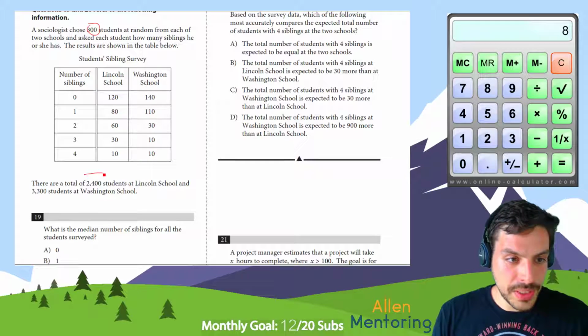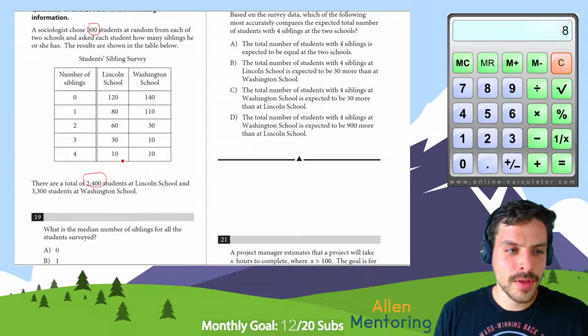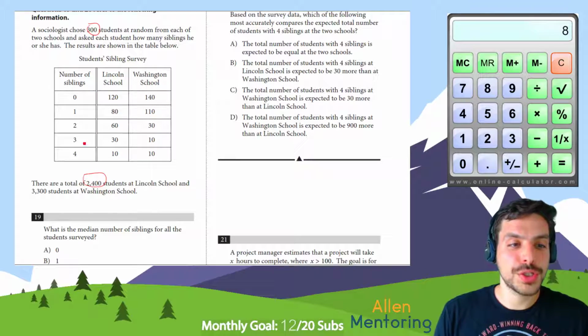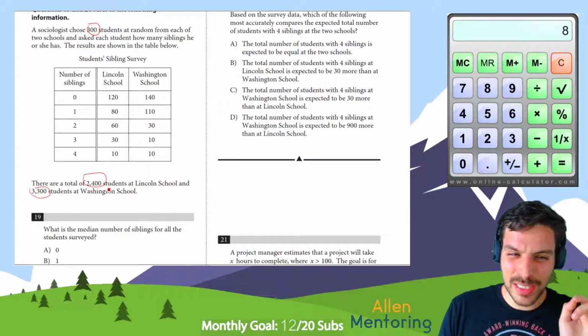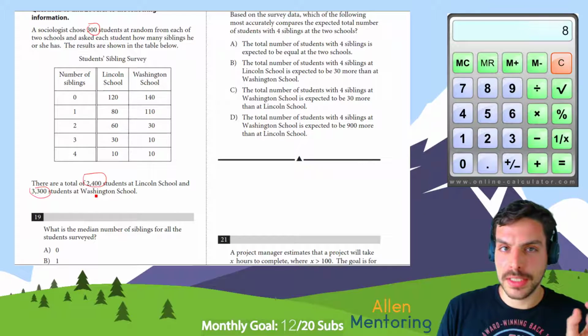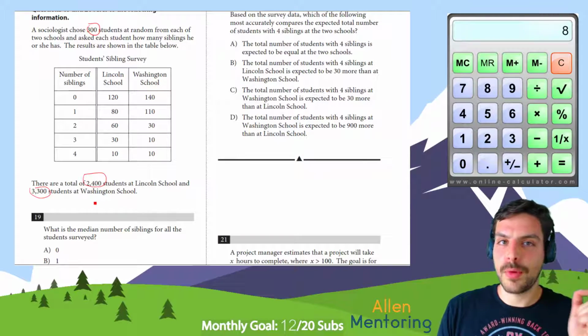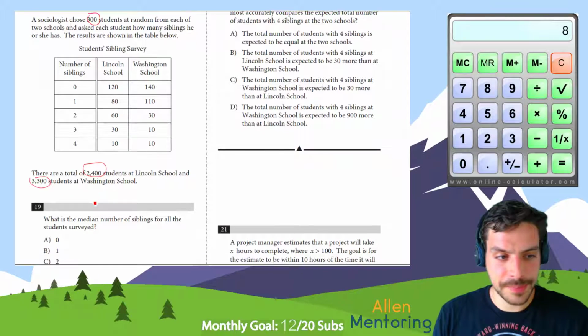And please note here, they kind of snuck this in at the bottom, but there are 2,400 students at Lincoln and 3,300 students at Washington. This will come back in a little bit, okay? So if you see these little blurbs, do not just skip past them. Make sure you read every single part of the question. You don't want to miss any of it.